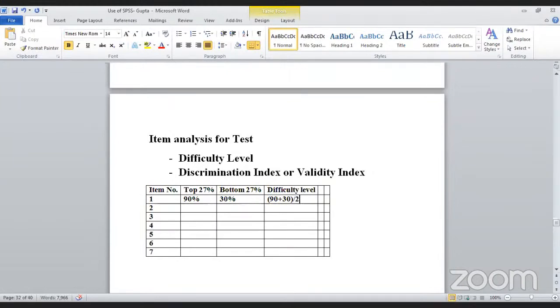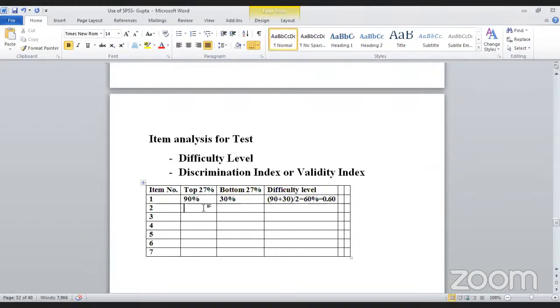90 plus 30 is 120. 120 divided by 2 is 60. So that means 60% of the people attempted it correctly. And 60, if you divide it by 100, then this will be 0.60. That is the difficulty level. So either you can say 60% as the difficulty level, or you can say 0.60 as a difficulty level.